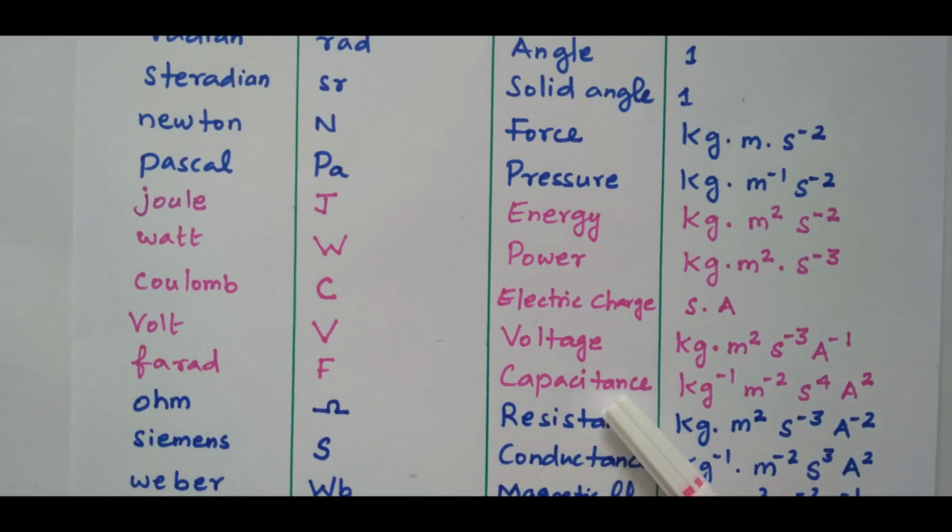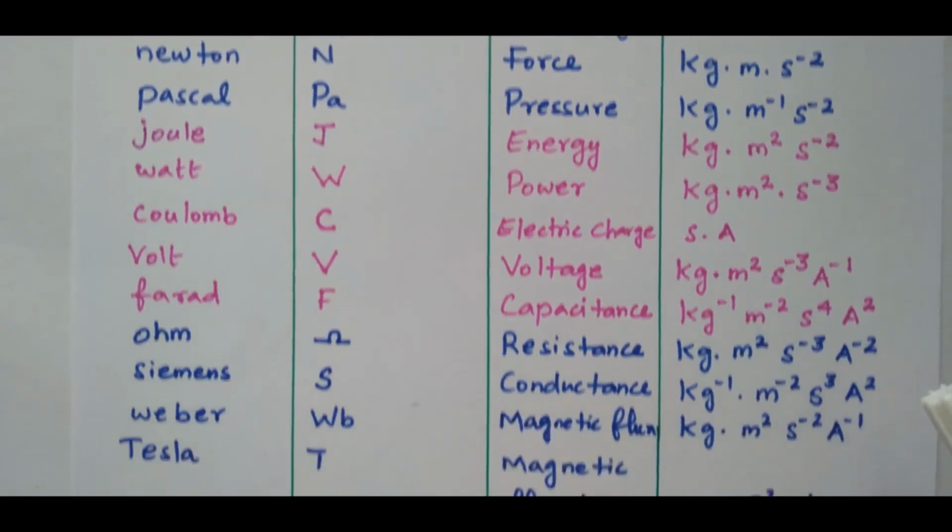Then capacitance is measured with the unit farad. The symbol is F. kg^-1.m^-2.s^4.A^2. That is the base unit for capacitance. Then we'll go to resistance.